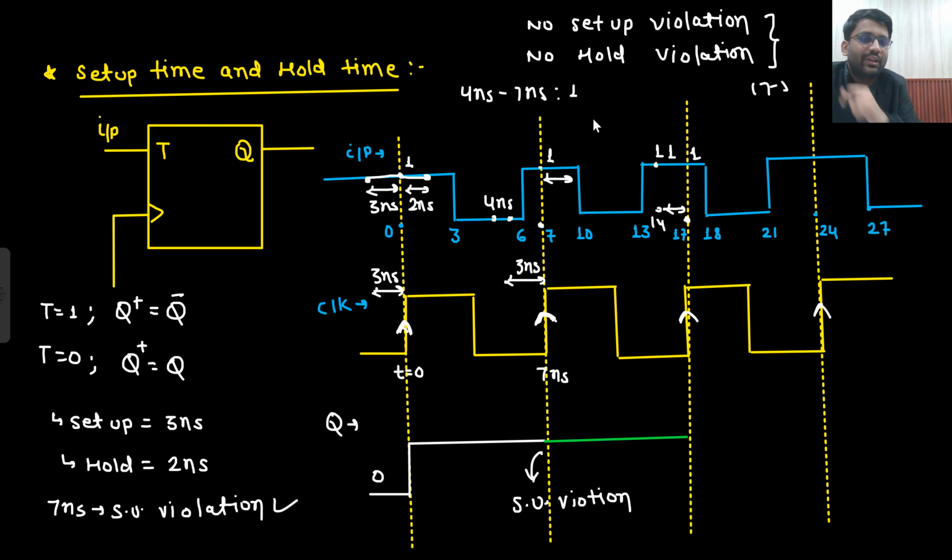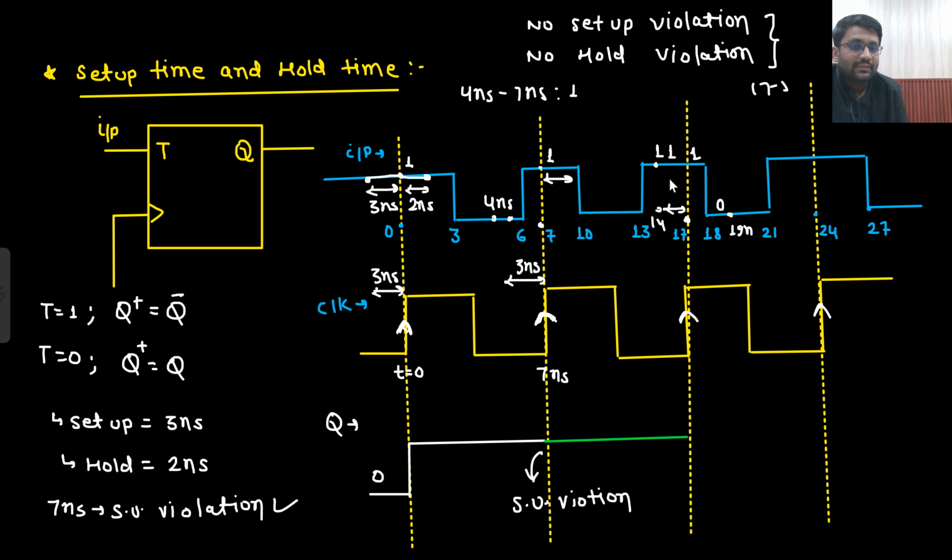But what about the hold violation? What is the meaning of hold time? That means for the next 2 nanoseconds, input should be stable. So you are at 17. Next 2 nanoseconds means till 19 nanoseconds, input should be stable. But what really happened? Between 17 to 18, it was 1. But between 18 to 19, it has become 0. So is the input stable? No. Again there is a violation.